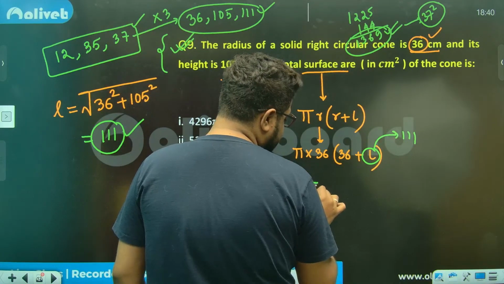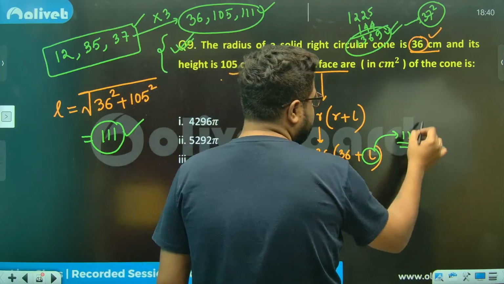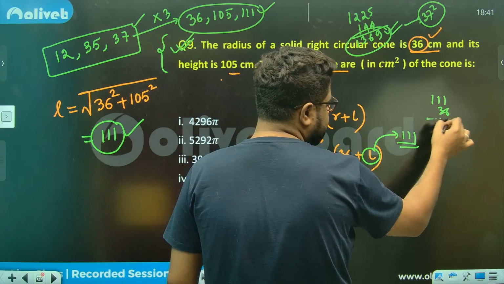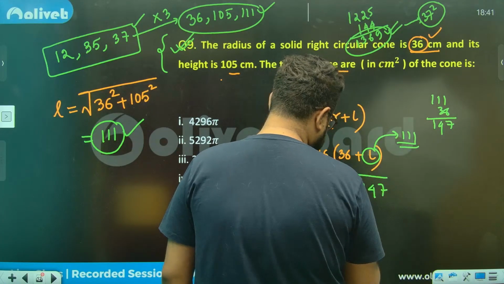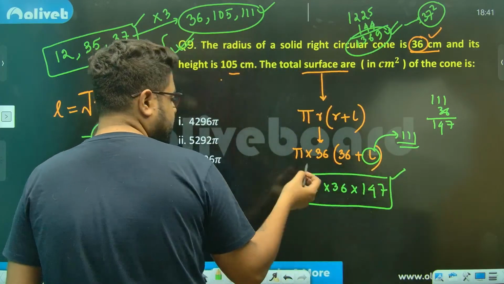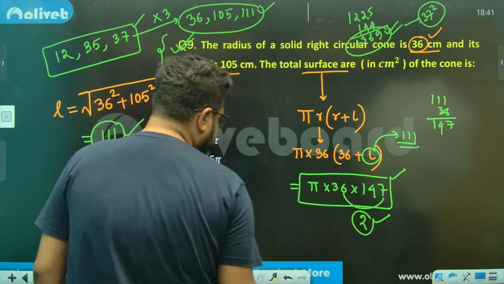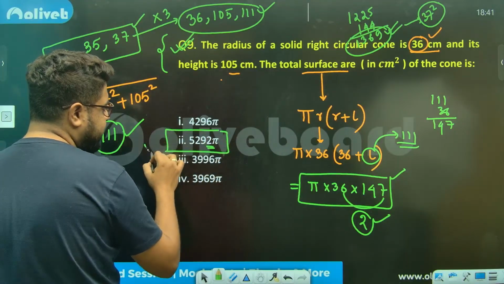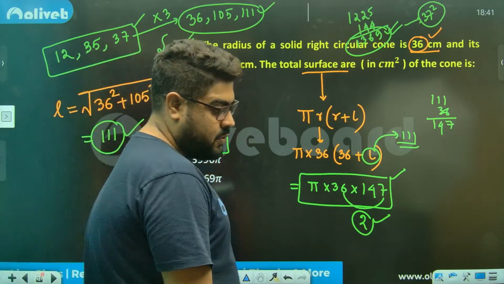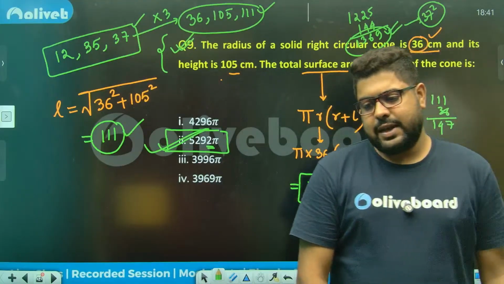And once you get it, this is 111. So it is pi into 36 into (36 plus 111), that is 147. So this is 111, 36, sir, 7, sir, 14. That's the answer. Sir, again, 6 sevens are 42. Sir, 2 will be the unit digit. That's there in only one option. So that is my answer. Option number 2, that has to be my only answer.